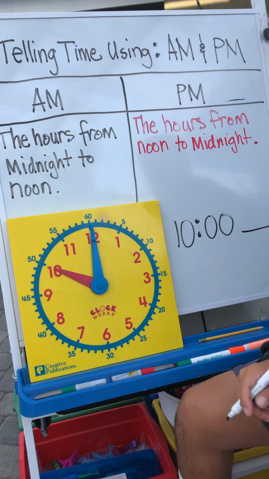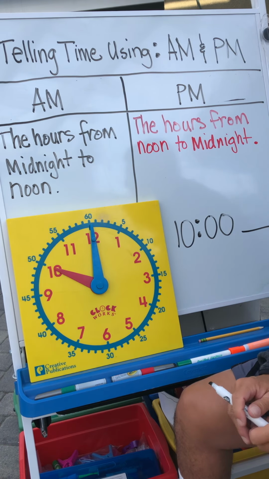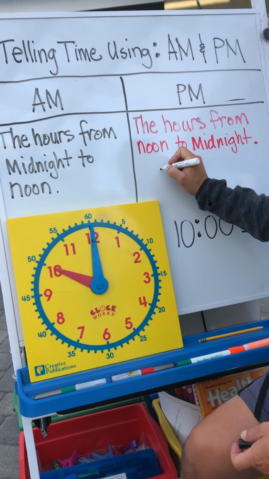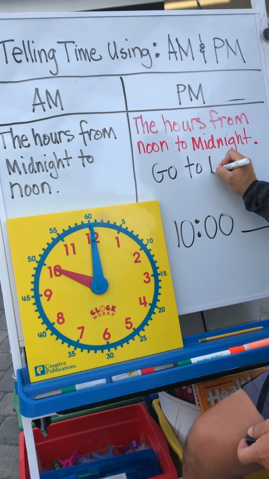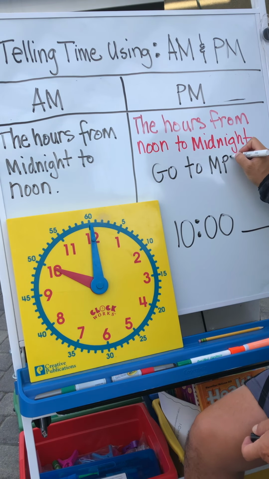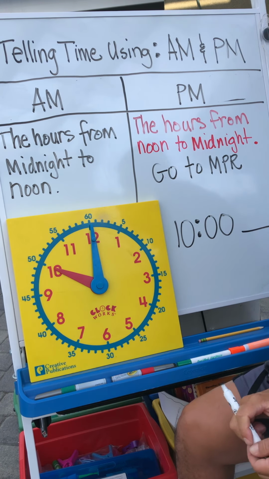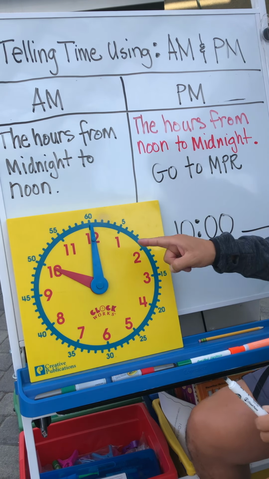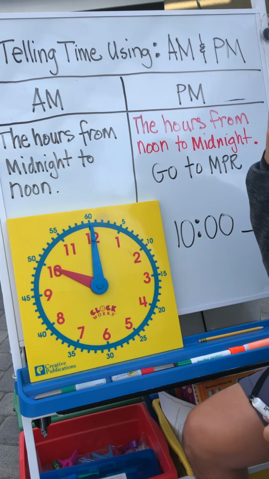So let's pretend we're in school and we're going to go to the NPR first thing in the morning and watch Miss Branstetter talk to us. So we're going to go to the NPR. Okay? Maybe Miss Branstetter wants to speak to all the second graders. So now let's think. Do you think that is 10 a.m. or do you think it's 10 p.m.? So let's think about it.